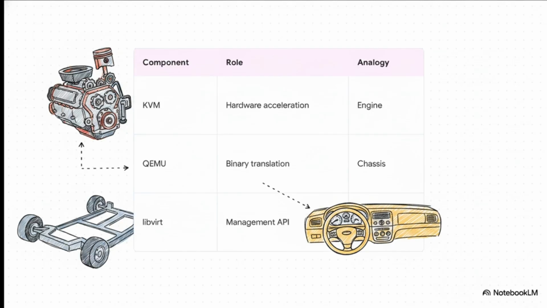QEMU is the car's chassis. It's the emulator that actually handles the binary translation and device emulation at runtime. And finally, you have libvirt, which is the dashboard. It's the management API you interact with to control your networking, storage, and memory. You really need all three working together to drive this virtualization vehicle effectively.